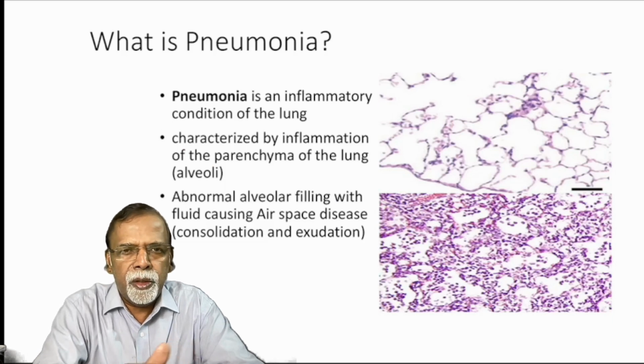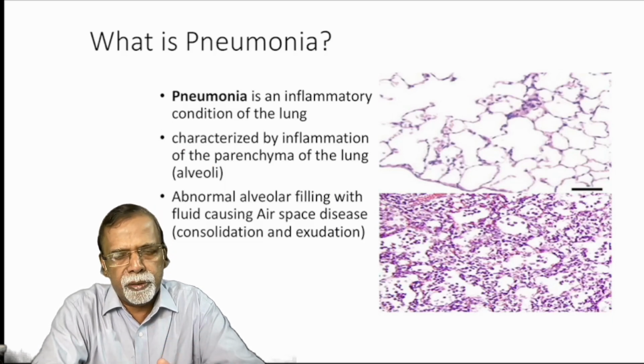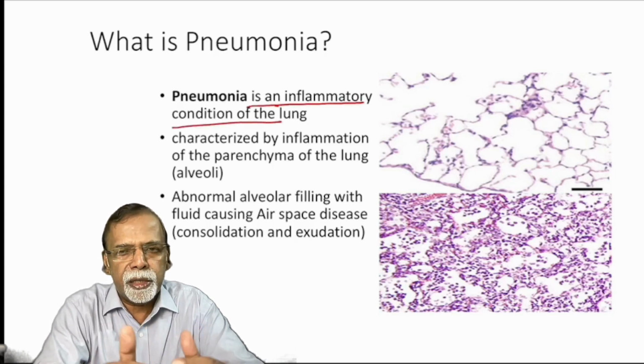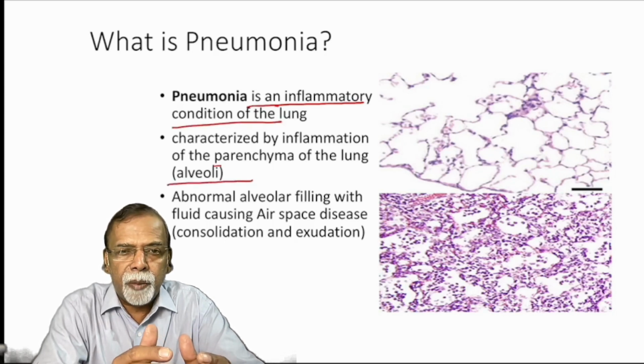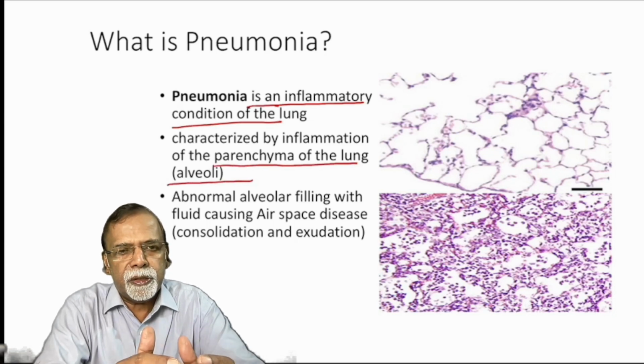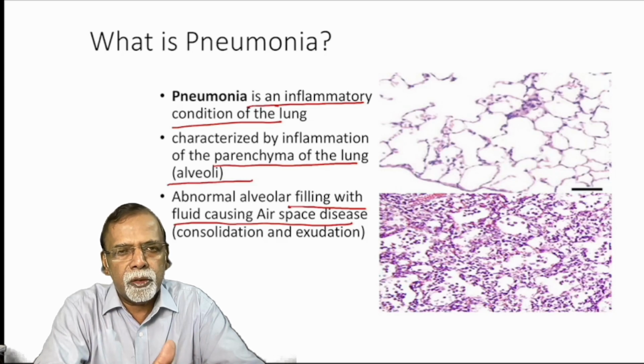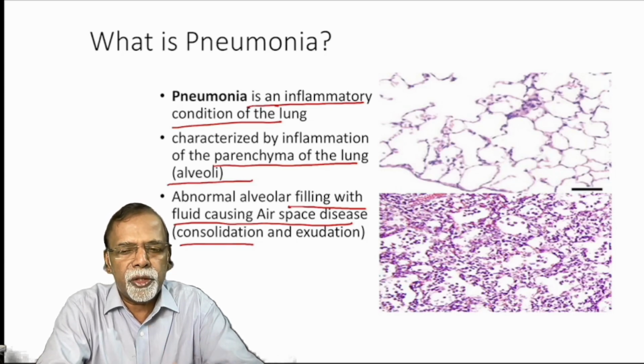Pneumon means lung. Pneumonia is an inflammatory condition of the lung characterized by inflammation of the parenchyma of the lung, that is, the alveoli is inflamed, with filling of airspace with fluid, and is called consolidation. That is, the alveoli is solidified due to exudation of fluid in the alveoli. So basically pneumonia is an inflammatory condition of the alveoli with filling of the airspace with fluid, or consolidation.